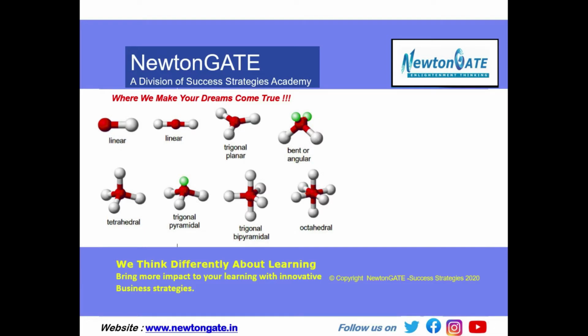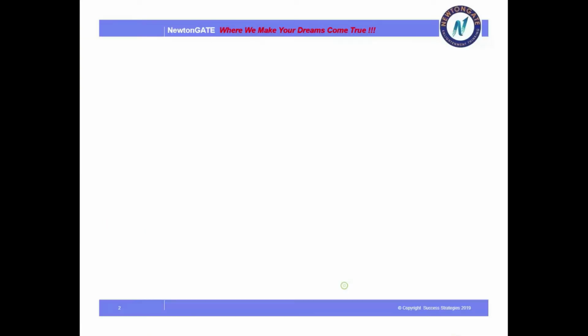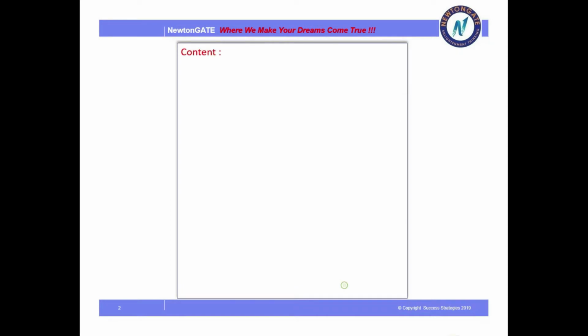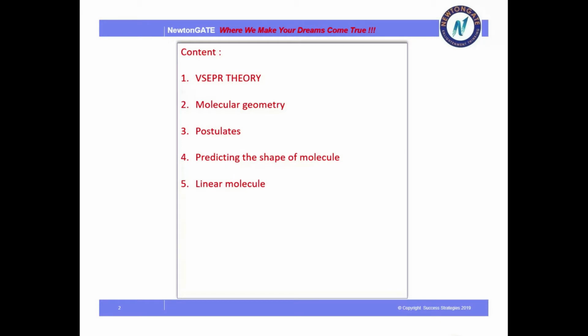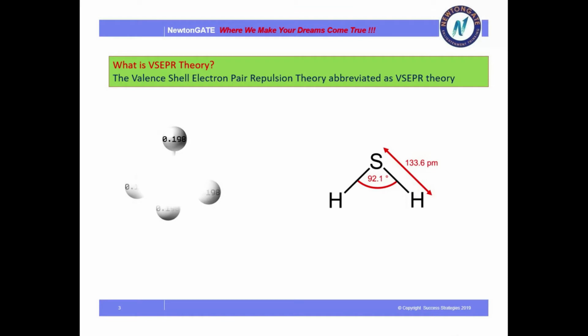Today we are discussing VSEPR theory. So we will start this particular topic. First is VSEPR theory, next is molecular geometry, next postulates, then predicting the shape of molecule, then we will study linear molecule, then trigonal molecule, tetrahedral molecule, trigonal bipyramidal molecule, and last limitations of this theory. So let's start with what is VSEPR theory.